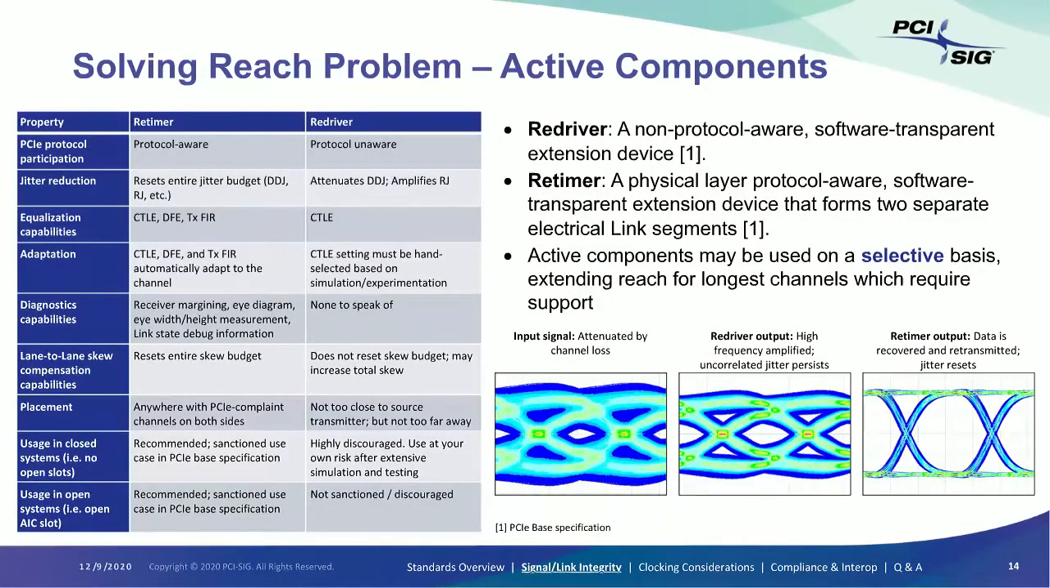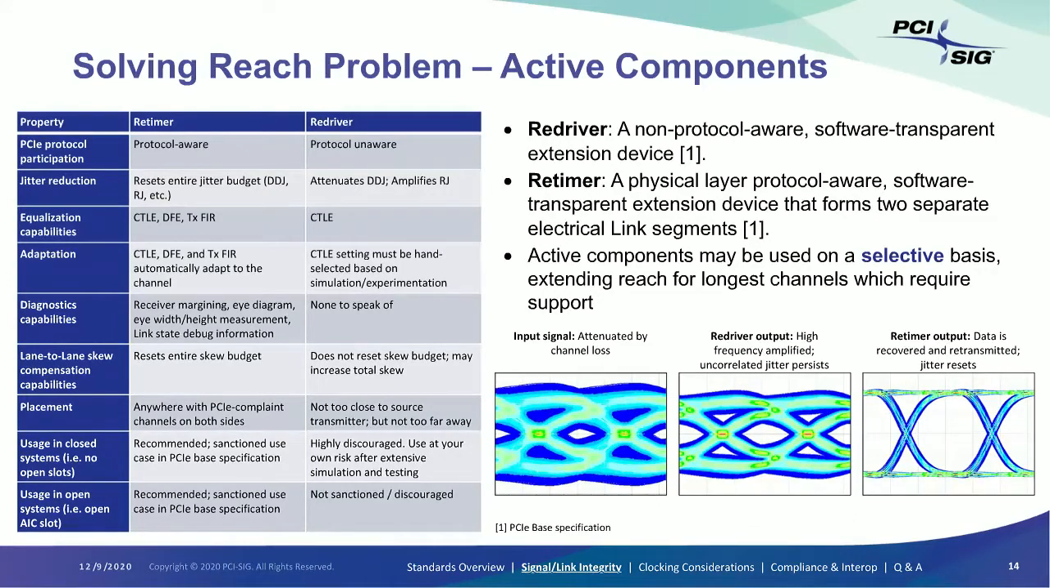So using PCB material is one way to solve the reach problem and to close the budget. Another way to solve that problem is to use active components. There are generally two types of active components in PCI Express systems. One category is called a redriver. This is a mostly analog device that's non-protocol aware and is used to extend the reach of a signal. There's also a retimer, which is a physical layer protocol aware device that's also transparent to system software.